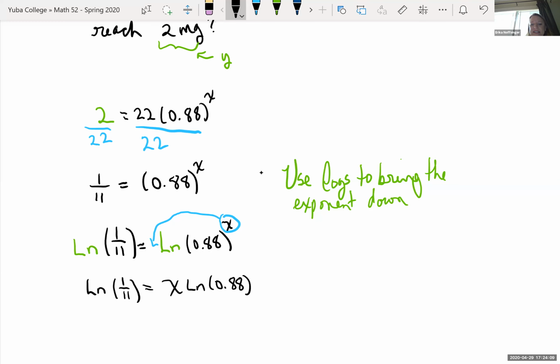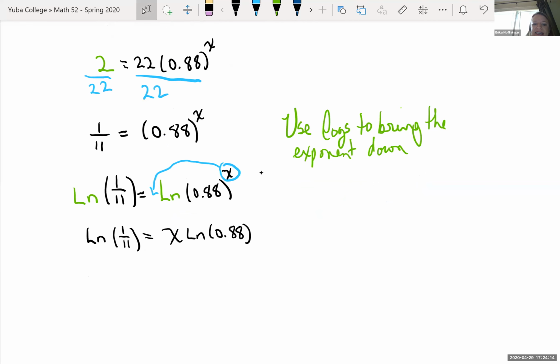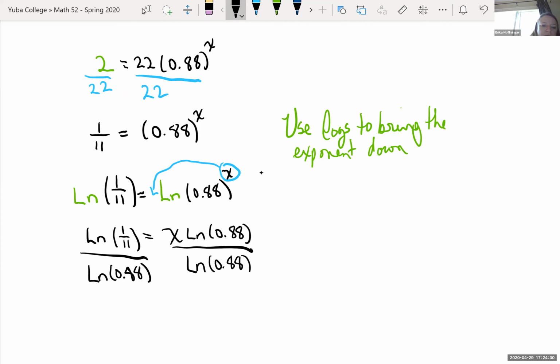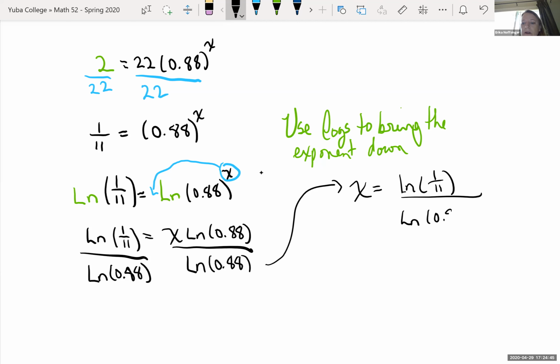So we can get X by itself. The natural log of a number is just a number itself. It's whatever exponent you're raising e to get back 0.88. It's just an ugly way to write it. So we're just dividing both sides by that constant, the natural log of 0.88. And so we get X is equal to the natural log of 1/11 divided by the natural log of 0.88.